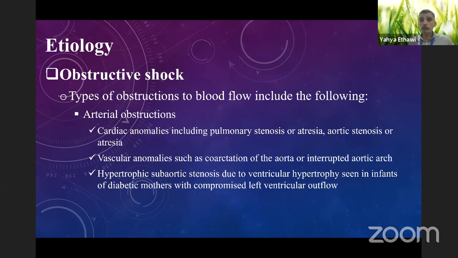The obstruction can also be arterial, such as anomalies like pulmonary stenosis or atresia, or aortic stenosis or atresia, or vascular anomalies such as coarctation or interrupted aortic arch, or it can be hypertrophic subaortic stenosis within the heart due to ventricular hypertrophy. An example of that is asymmetrical septal hypertrophy of the infant of a diabetic mother.